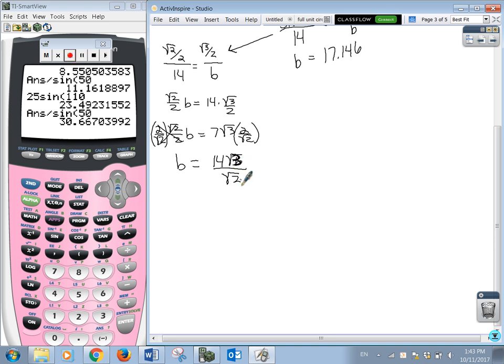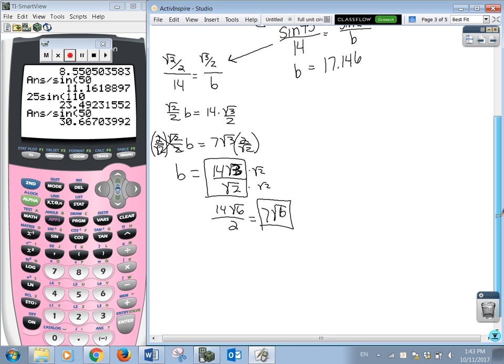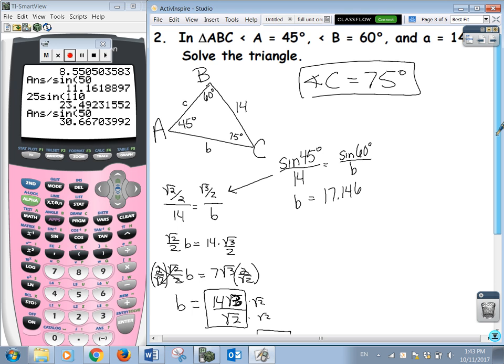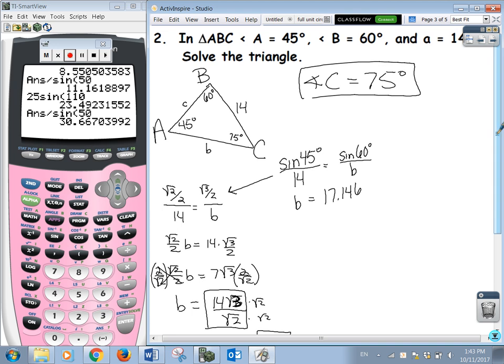over root 2. If you want to rationalize, you can rationalize. You can multiply by root 2 and get 14 root 6 over 2, which simplifies to 7 root 6. So that is a possibility of being able to do that one without a calculator. If it's on a calculator section, use your calculator. If it's not, then you can do that one very easily.